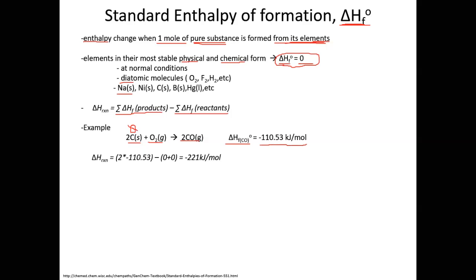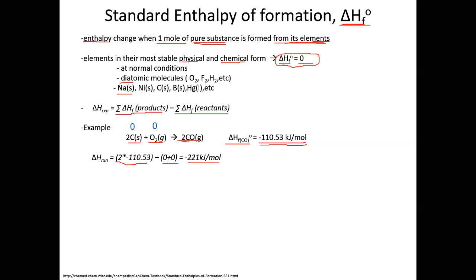The heat of formation of carbon solid is 0. And the heat of formation of O2 gas is 0. So therefore, again, it's products minus reactants. And so you have to multiply the heat of formation by the coefficient in front of the reactant or product. So again, this heat of formation is for 1 mole of CO, but we have 2 moles. So we take 2 times the heat of formation, and then we subtract it from the reactants. Both of these are 0.